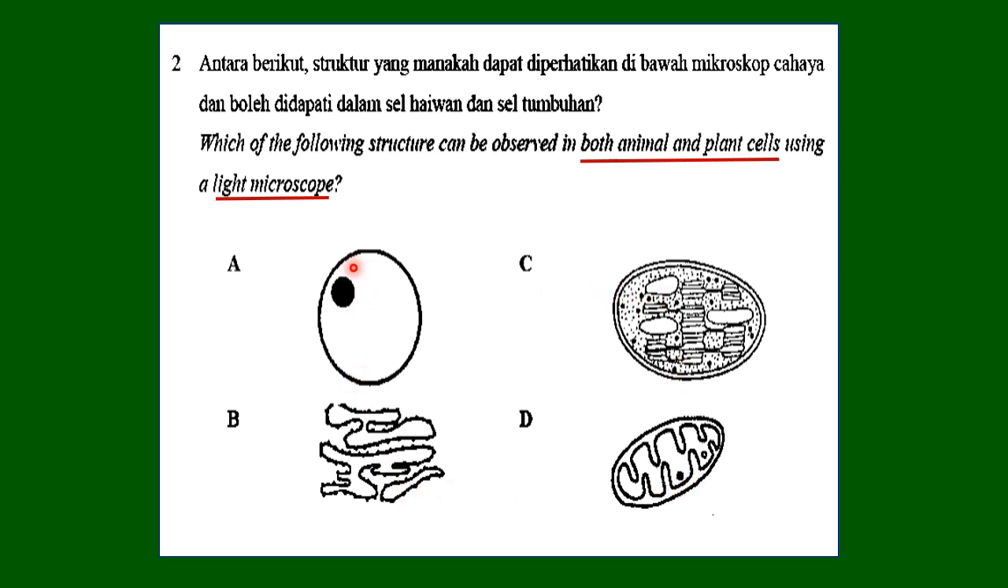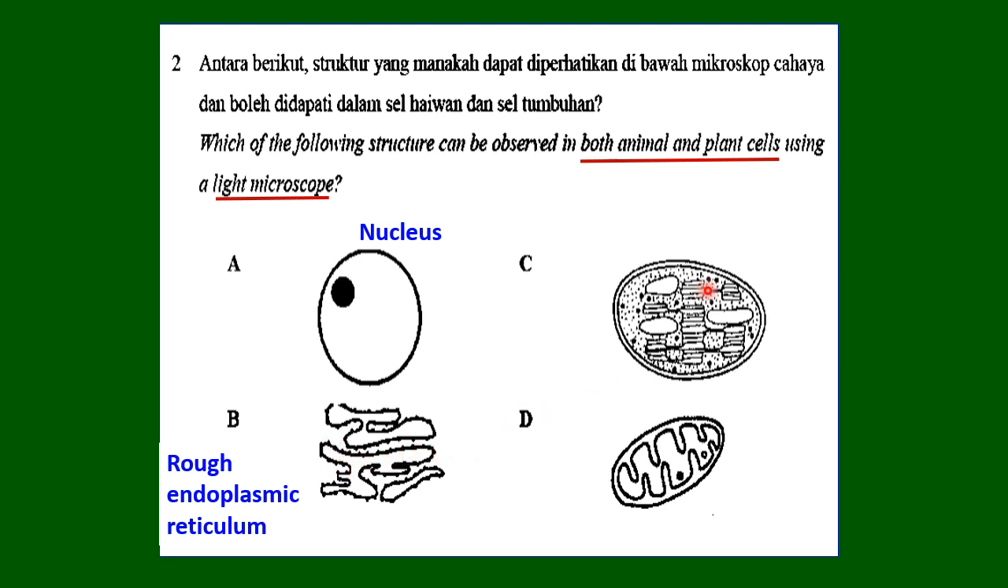Okay, A is a spherical or round shaped structure. Here is a round shaped structure, and it has a black dot in the center. So this is the nucleus, and the black dot is the nucleolus. Now for B, what is structure B? Yes, structure B is rough endoplasmic reticulum. You can see the series of tunnels, and then it has the black dots on it, which are the ribosomes.